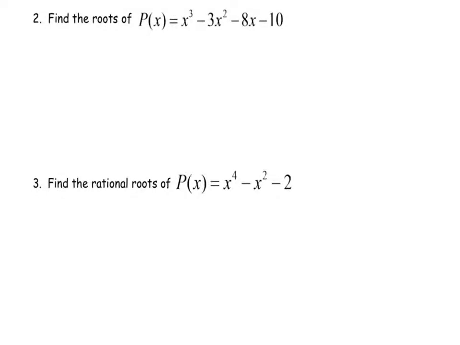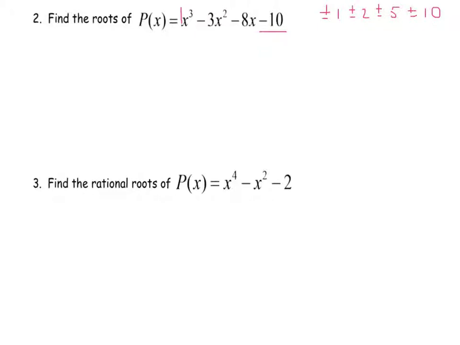When we look at this next problem, we don't see the same kind of pattern as on the previous one that we could factor by grouping. So I need to use my rational zero theorem. My possible zeros will be the factors of the constant term divided by the factors of the lead coefficient. Since the constant term is negative 10 and the lead coefficient is 1, the possible zeros will be plus or minus 1, plus or minus 2, plus or minus 5, and plus or minus 10.